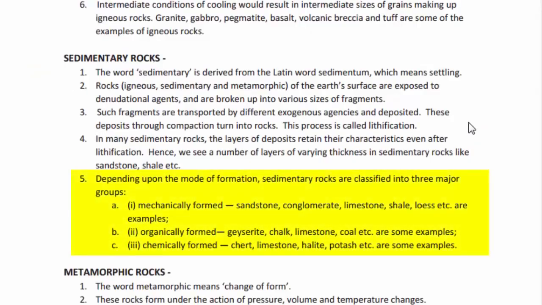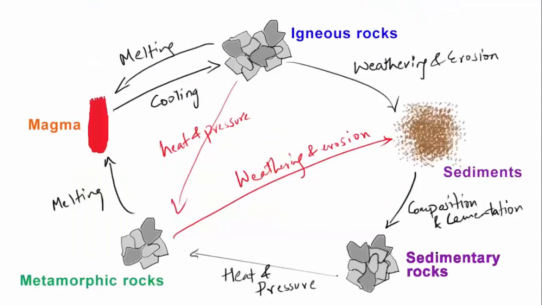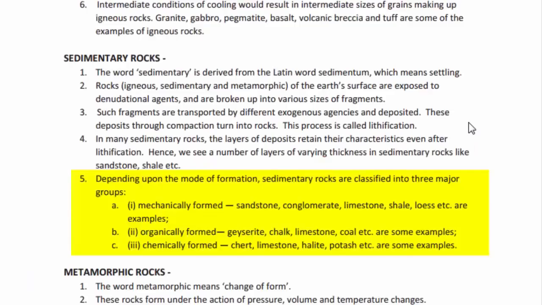Now, depending upon the mode of formation, sedimentary rocks are classified into three major groups. The first one is mechanically formed. When we say mechanical, that means it follows a natural pattern: how rocks weather down, then become tiny soil debris, which later on with accumulation and compaction becomes a rock again. So this is a natural cycle, also known as the mechanical cycle.